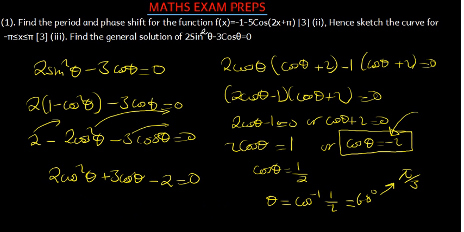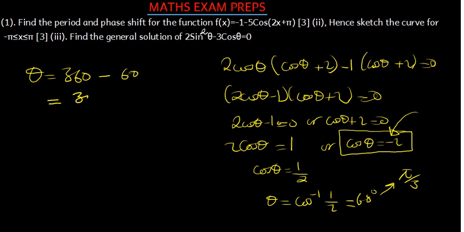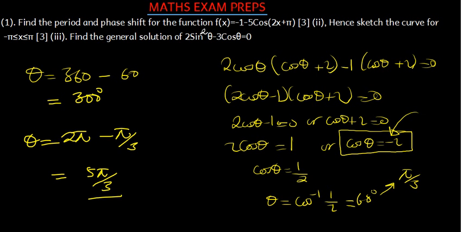Well, we know that cos is also positive in the fourth quadrant. For us to find the fourth quadrant angle, theta is equal to 360 minus the angle in the first quadrant, that is the 60. And so 360 minus 60, that is 300. We could have also worked in radians by saying theta is equal to 2 pi minus pi over 3, and this would have given us 5 pi over 3. Okay.